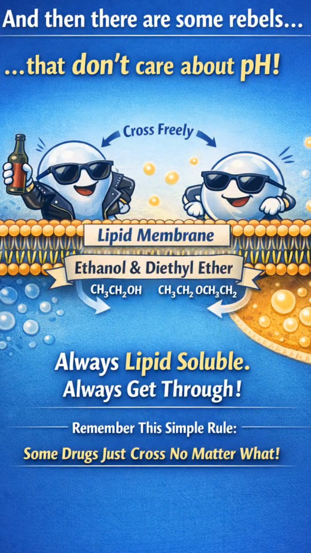And of course, there are some rebels who are exceptions, like ethanol and diethyl ether. They don't care about pH. They are always lipid soluble, so they cross freely. So remember one simple rule: unionized drugs can cross the membrane. Ionized drugs get stuck. And the biological membrane only opens the door to the right form.